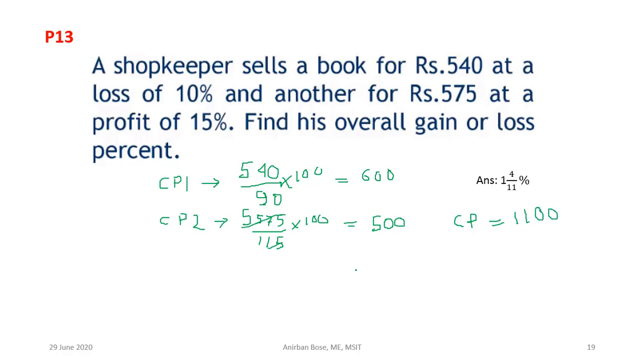Now you know the total cost price. So what is the profit amount? For the first book, he has got a loss of what? 60 rupees, right? Because he sold it at 540. So minus 60 is the profit. And for the second one, he made a profit of 75 rupees. So plus 75. Okay. So net profit is what? 15 rupees. So what is the profit percentage? 15 divided by 1100 into 100. Okay. So 15 divided by 11, which is 1 and 4 by 11%.